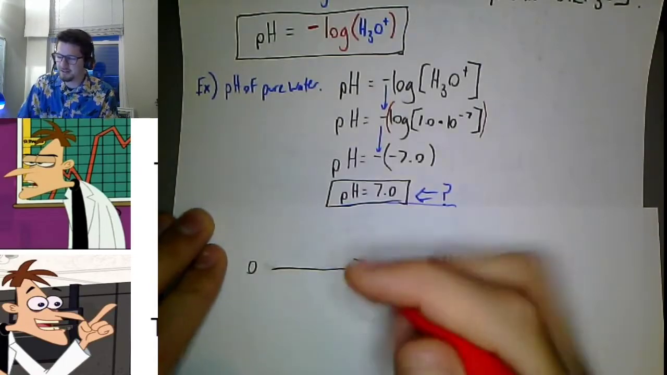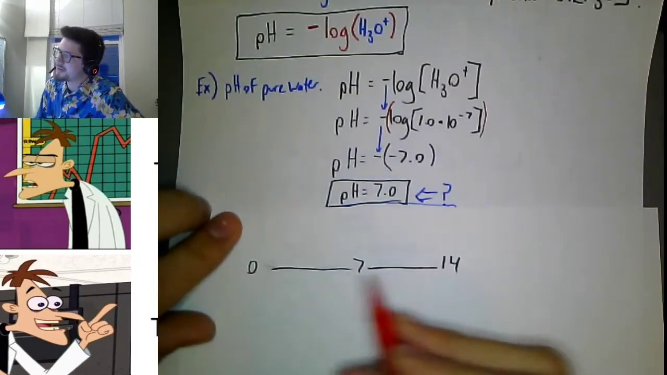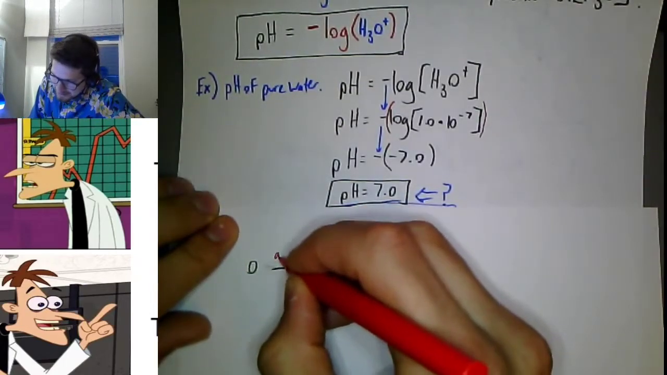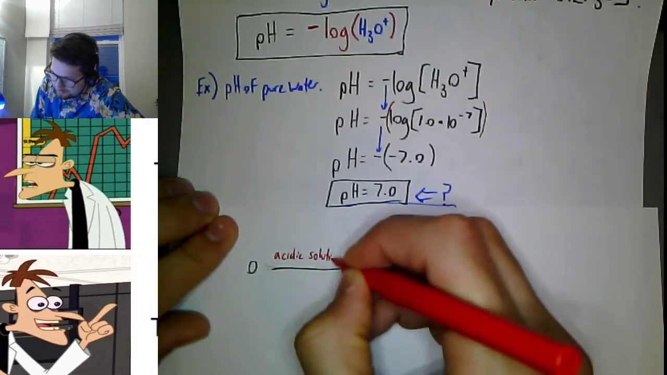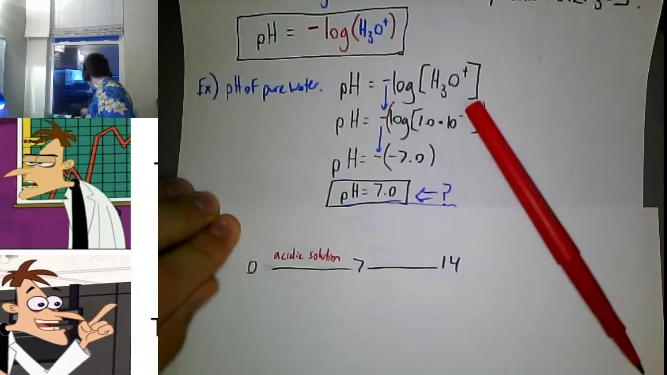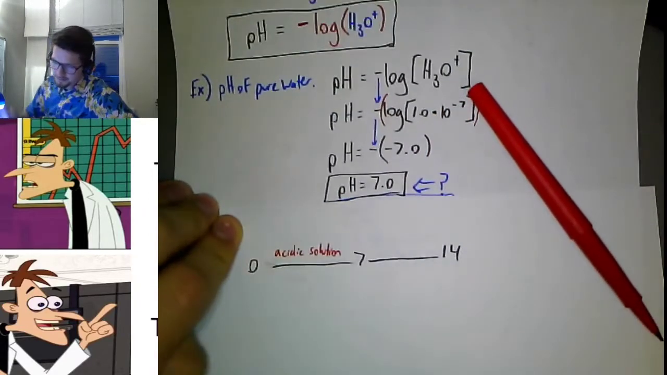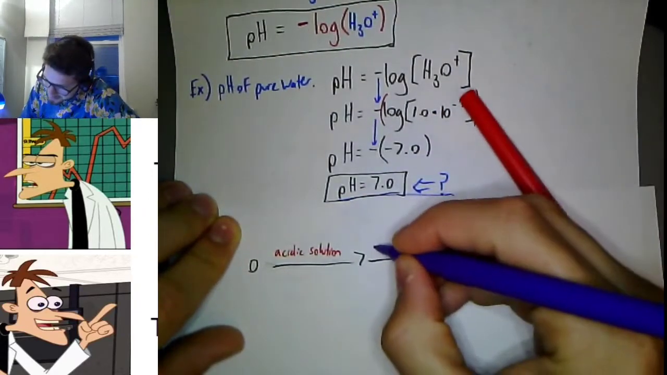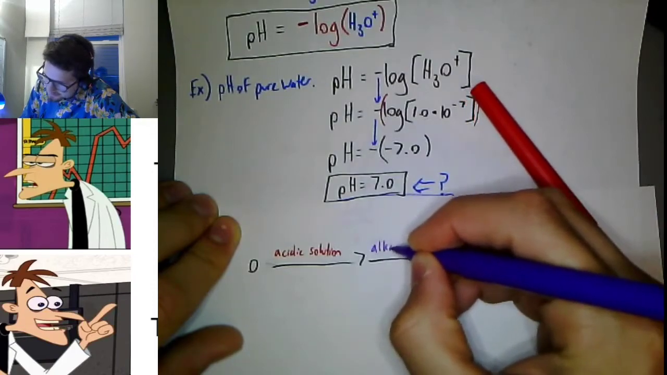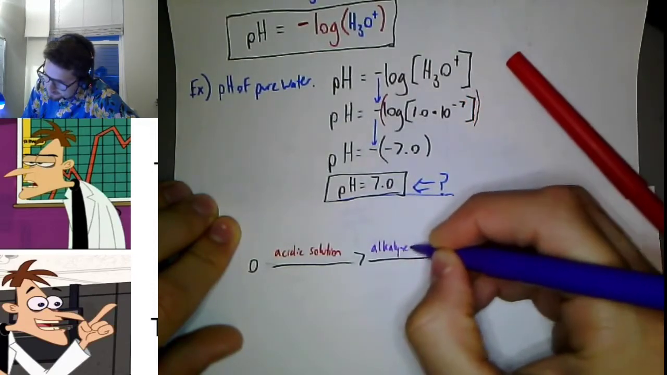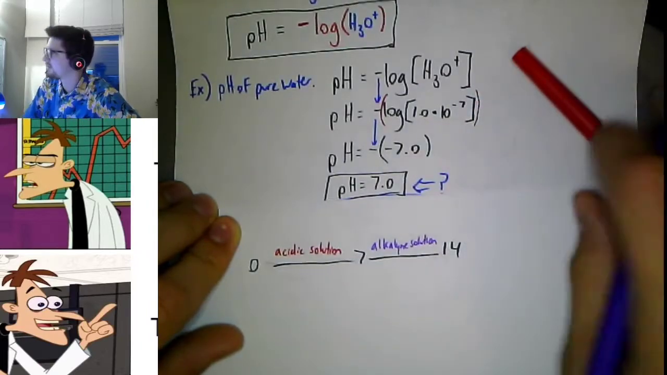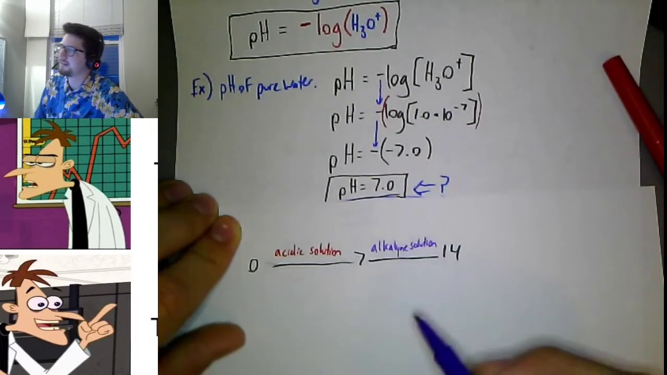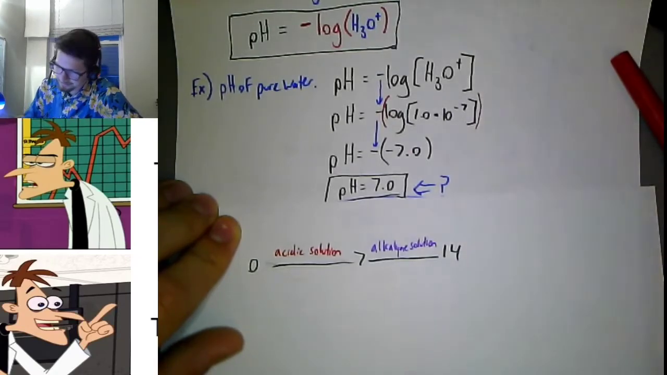And we said, back in the day, that if it's between 0 and 7, that means it's an acidic solution. And if it's over here, it is an alkaline solution. Alkaline just means basic.